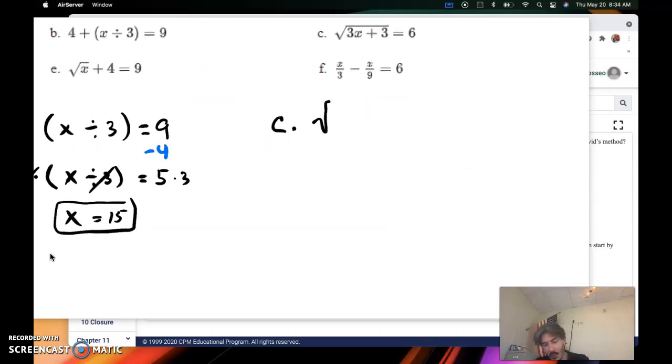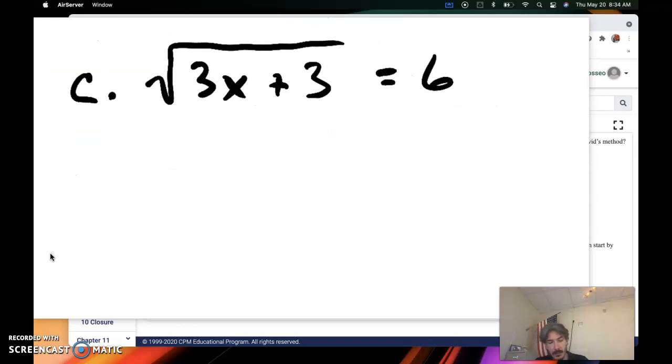C says the square root of 3x plus 3 equals 6. Now, something I'm going to talk about with this square root here is that if you have the square root extending over that entire binomial, 3x plus 3, that's like saying this whole thing is in parentheses under the radical. Okay, so what does that mean? That means that we've got to look inside here.